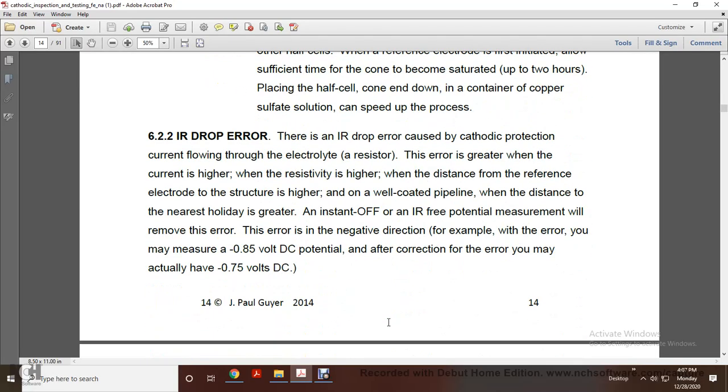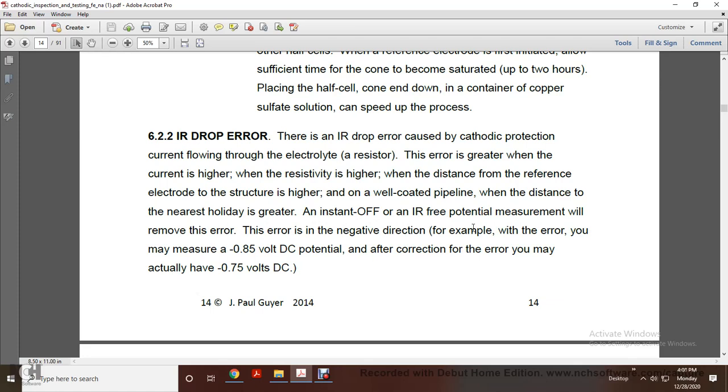6.2.2 IR drop, which would be the amp on resistance. The amp on resistor drop error occurs with cathodic protection current flowing through the electrolyte. The resistor error is greater when the current is greater. The resistivity is higher, the distance from the reference electrode to the structure is higher than for a well-coated pipeline, and the distance to the nearest holiday is greater. An instant off, amp free potential measurement will remove this error.